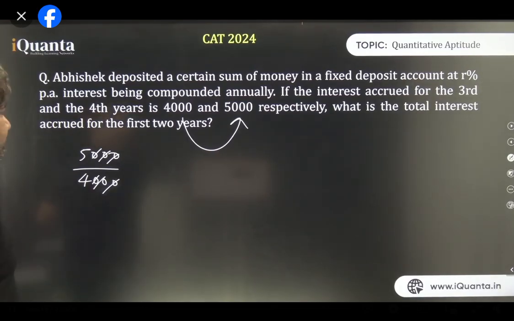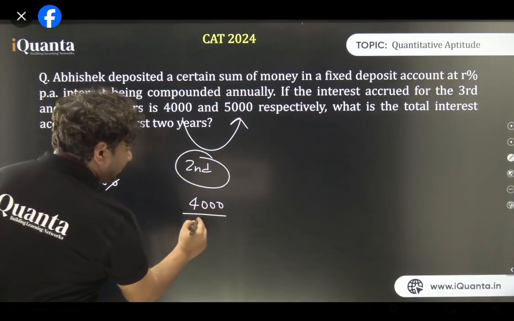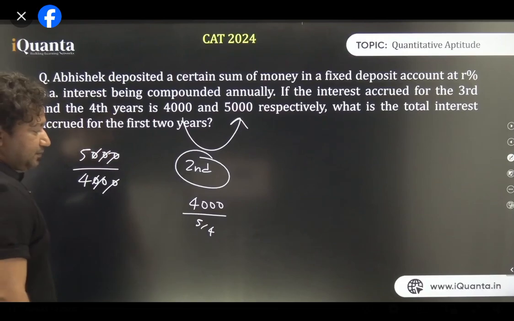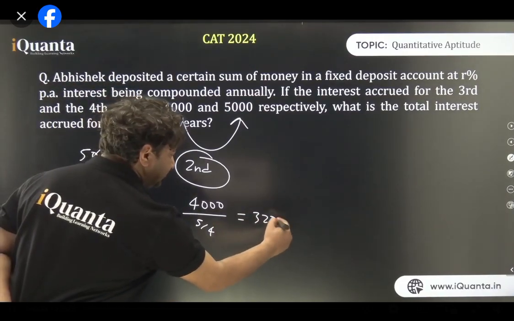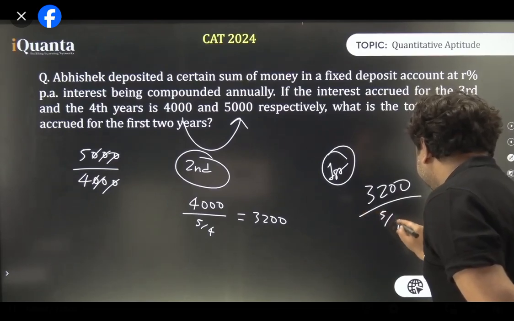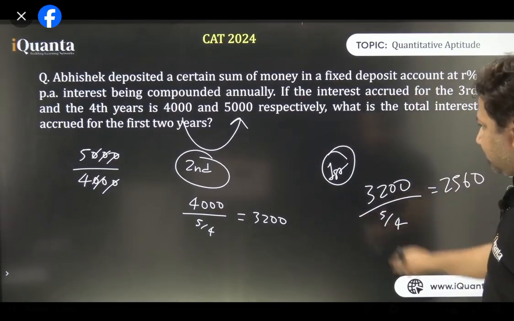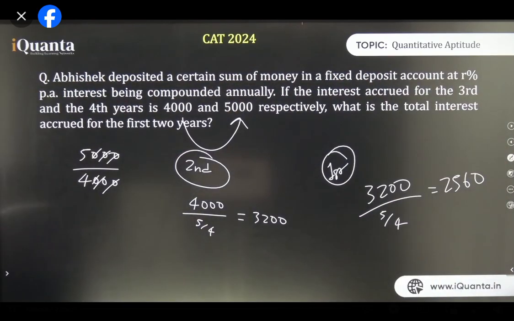See, for the second year, it should be 4,000 upon 5 by 4, right? What do we get here? 3,200. And for the first year, it should be 3,200 by 5 by 4, which is 2,560. Is that clear? So every year, things are becoming 5 by 4 of themselves. So if we go back in time, it will be 4 by 5.